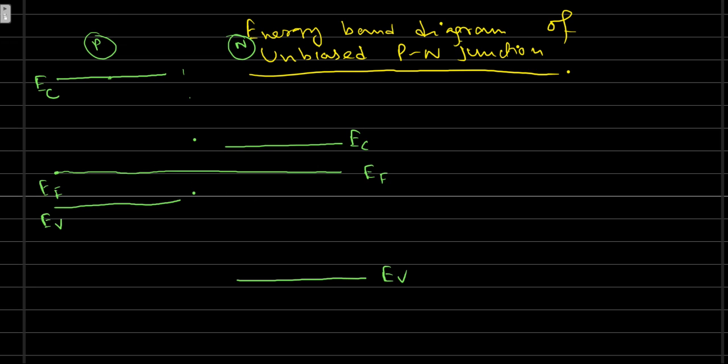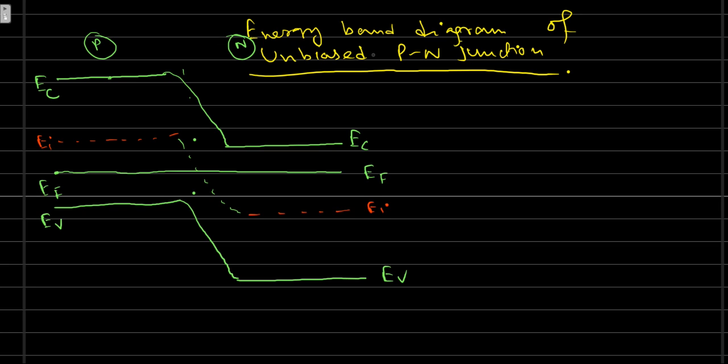Now if we draw the intrinsic level position, the intrinsic level will be at the mid position. So this is EI. This is also EI. Now let's join all those lines like this, and here the EI level will also be joined like this. So this is the band diagram of an unbiased p-n junction. Remember, we are not applying any external voltage: unbiased p-n junction under equilibrium.